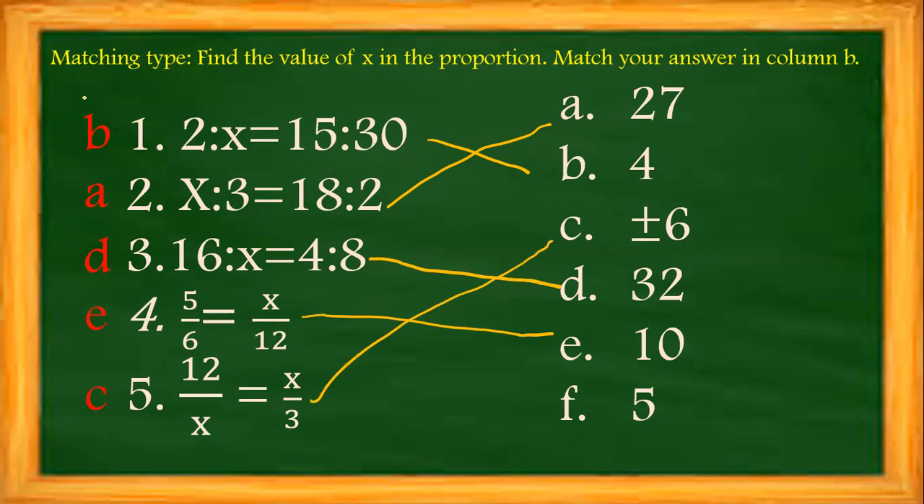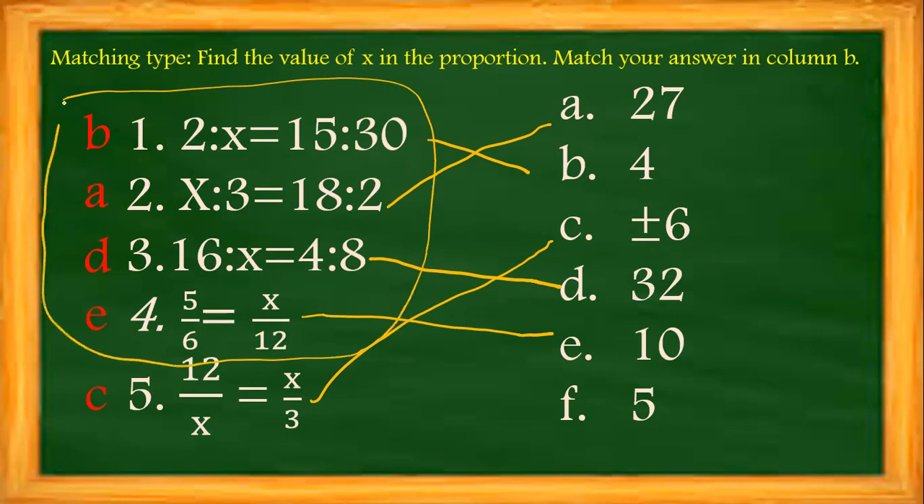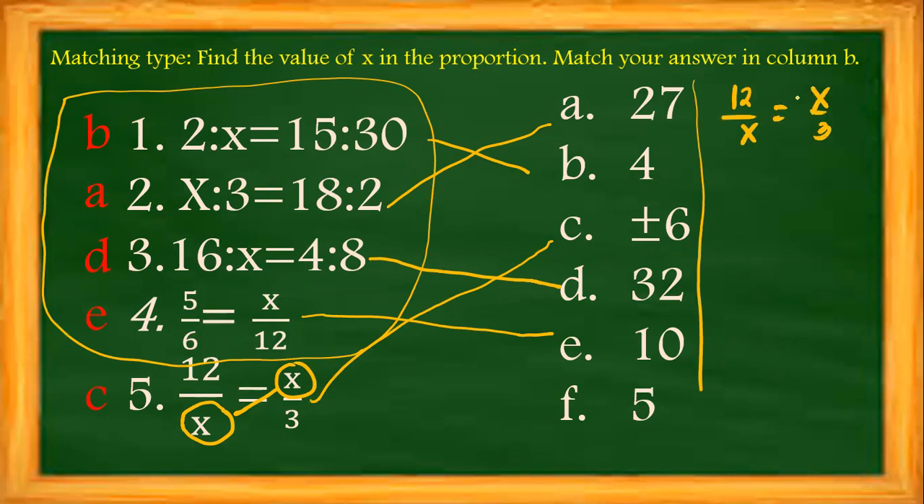Alright, so we can easily identify if our answers are correct in this given. Now let us solve number 5 because it is a little bit confusing here because we have two missing variables. Alright, so let's solve in this part. 12 is to x is equal to x is to 3. Just do the usual that we're using in solving proportions. Just cross. So we have x times x is equal to 12 times 3.